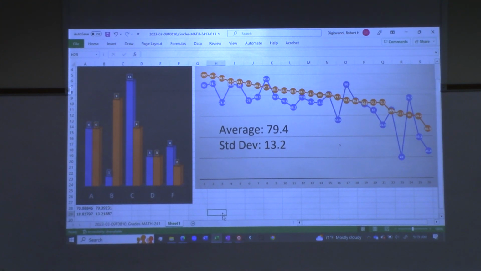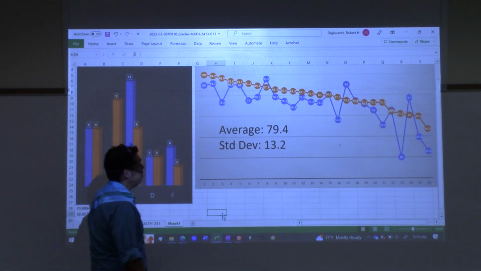And like I said, the standard deviation means that you're all kind of in the same boat. We don't have huge disparities between the grades. So overall, I'm pleased with this.